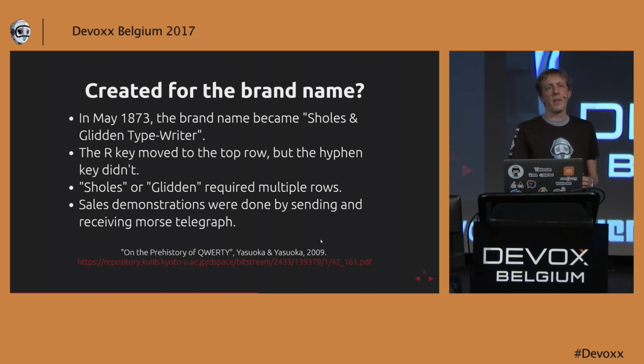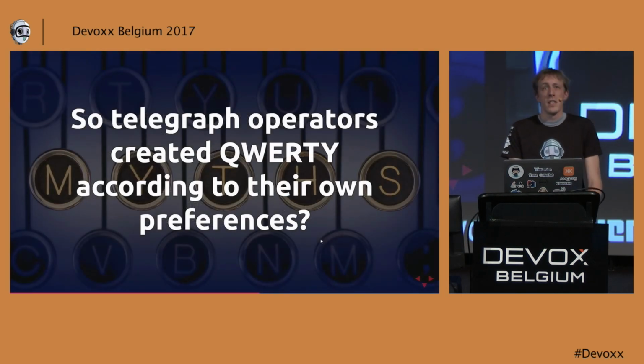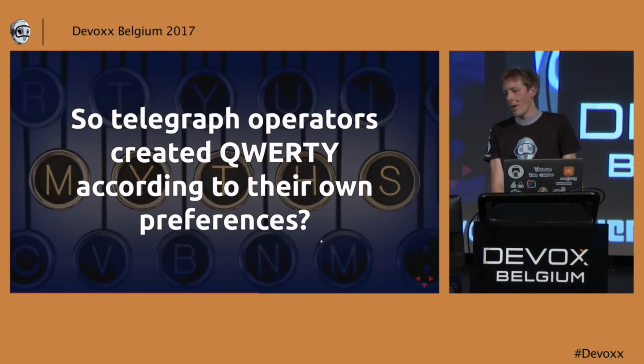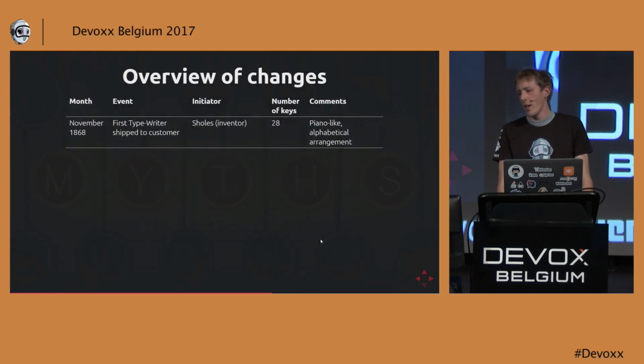They were done by sending and receiving Morse telegraph, which is also in this paper. So I guess this is an old wives' tale about the salesman. So actually, can we conclude that telegraph operators created QWERTY according to their preference? Well, I can't be 100% sure, but in the research that I did, I tend to agree with this one.